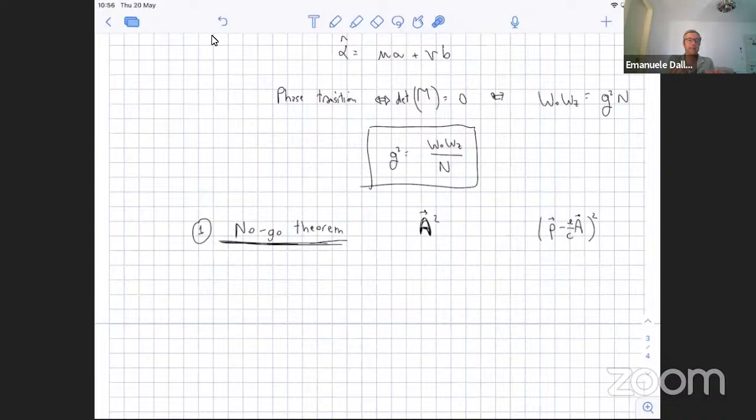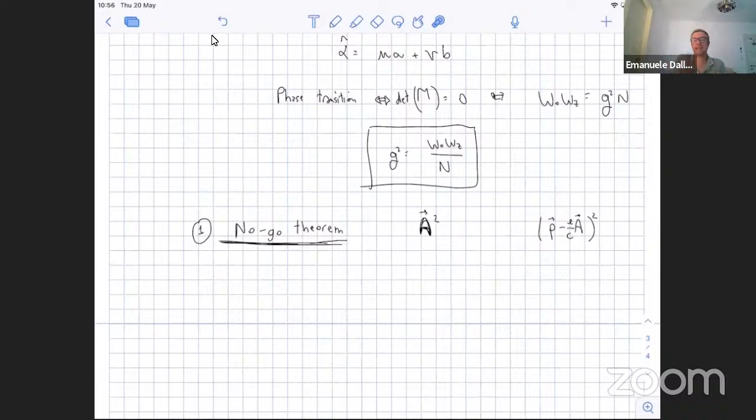And the no-go theorem tells that the two effects cancel in such a way that you will never be able to reach the superradiant phase transition. Because in a sense, you are increasing g, so you're increasing the coupling between the cavity and the spin, but you're also making your cavity stiffer. The energy of the cavity is stiffer. And so eventually you are not able to cross the phase transition.